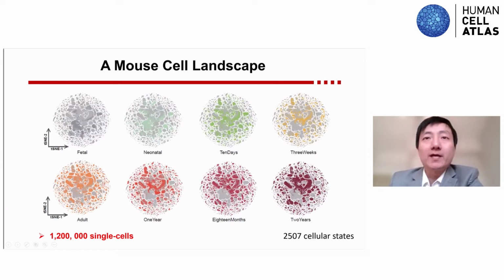Then for the mouse cell landscape, we supplemented more data from our previous MCA work. We collected the neonatal, 10 days, 3 weeks, 1 year, 18 months, and 2 year data sets. We found that at neonatal and 10-day stage, there were lots of novel cell clusters or cellular states that are different from either fetal or adult state. We think that the tissue or cellular differentiation persists after birth, and particularly for neonatal and 10 days, we have many interesting cell populations. In total, we have more than 1 million single cell data from the mouse at different stages, and we predict a total of 2,500 cellular states.